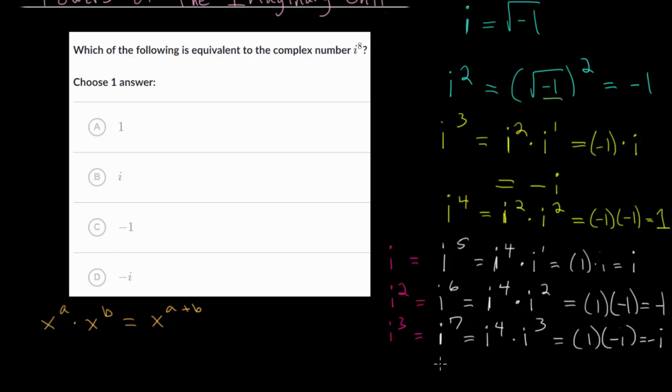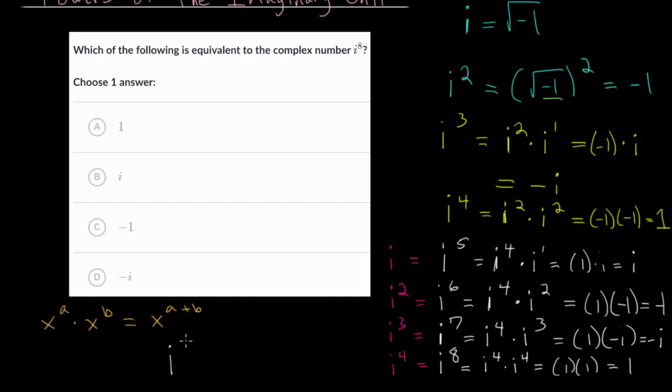And lastly, if we do i to the 8th, that really is just i to the 4th multiplied by i to the 4th. And each of these are 1, so you get 1 times 1, which is just 1. So i to the 8th power is the same thing as i to the 4th. And if we did one more, you'll see that we're just going to repeat the cycle again.